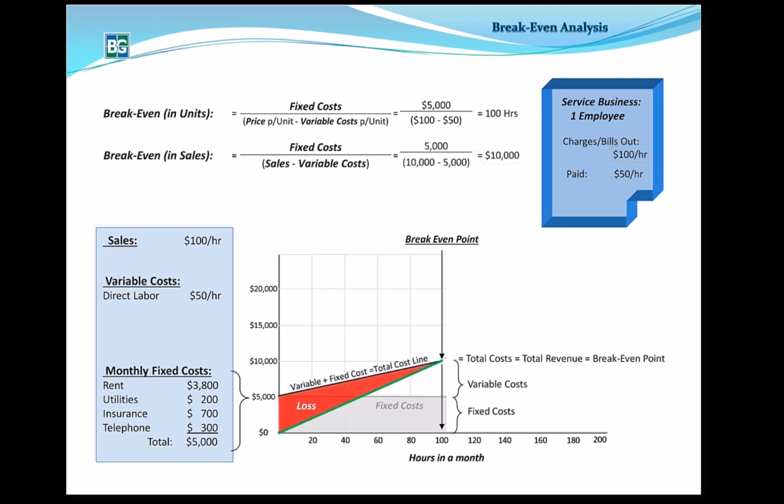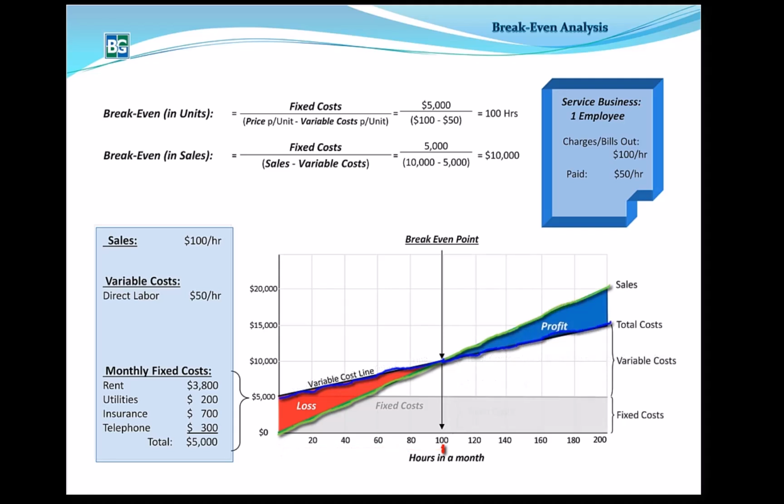The red shaded region is the loss region and is due to the total cost line being greater than the sales or revenue line within this level of activity. The break-even point is the shifting point between loss and profit, which means any activity greater than 100 hours produces profit. It's important to understand the lines and the information that this graph represents.